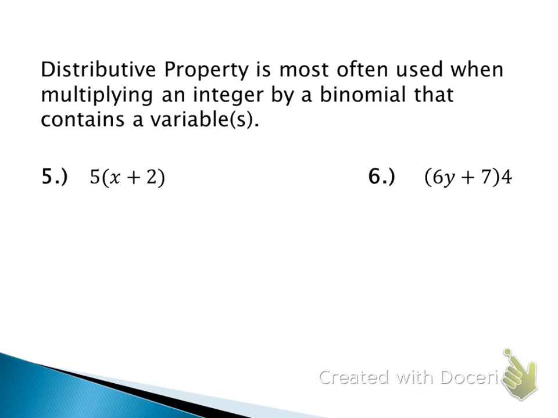The distributive property is most often used when multiplying an integer by a binomial that contains a variable or variables. So that's what we see here. We have an integer being multiplied to a binomial. That means there are 2 terms in here. Later on, we might see it where there's more than 2 terms inside of the parentheses.